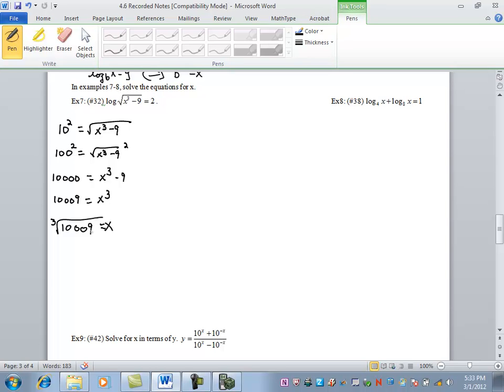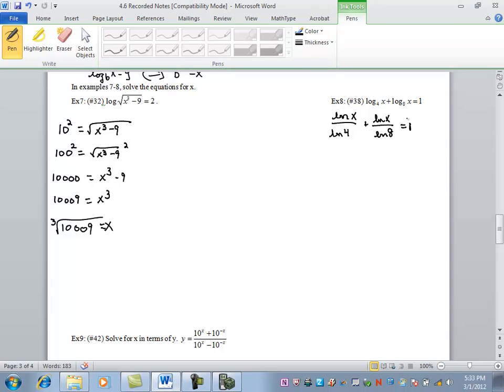Now we're looking at example 8 here, and you're saying, whoa, what's going on here? We've got the log base 4 of x plus log base 8 of x, and all this equals 1. How are we going to go about handling this? Well, glad you asked. Different bases, change of base formula to the rescue. We're going to rewrite this as the natural log of x over the natural log of 4 plus the natural log of x over the natural log of 8. This equals 1.